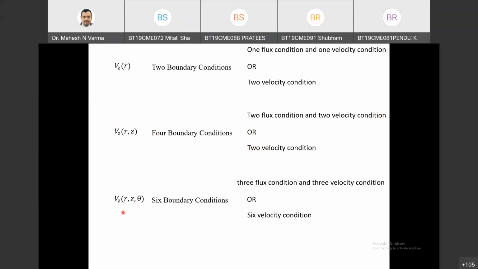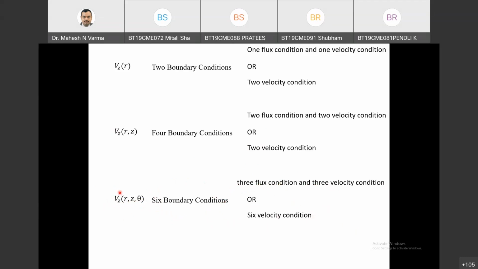Similarly, if I have a 3-dimensional equation where velocity is there only in the vz direction, but it is a 3-dimensional equation, I will need 6 boundary conditions to solve this problem. It is a second order differential equation, 3-dimensional. So 6 boundary conditions. These 6 boundary conditions can be 3 flux conditions and 3 velocity conditions, or 6 velocity conditions.